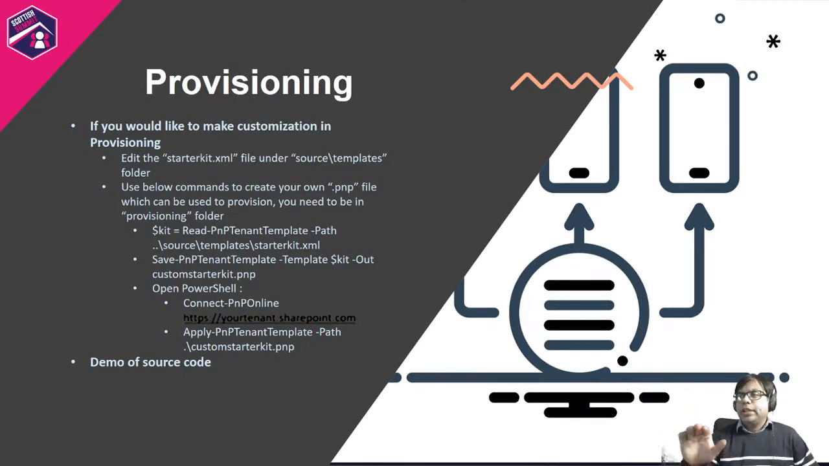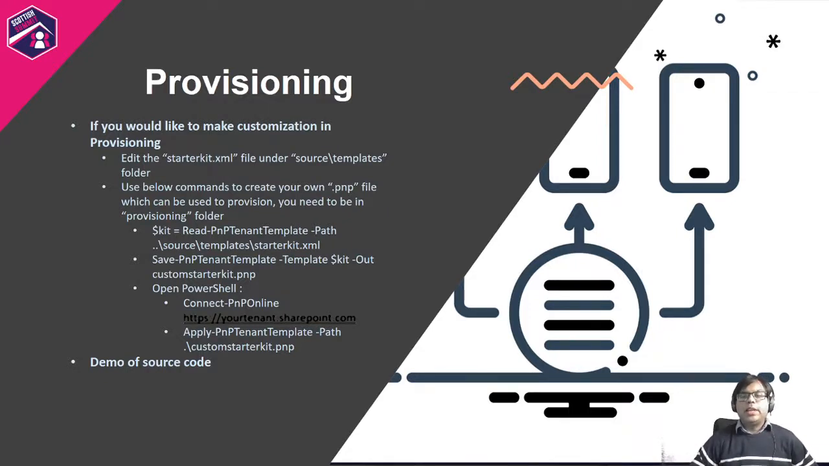As I said, you edit the starterkit.xml and use the below commands to create your own PnP file. Basically, the PnP file is the file which will be used to install the template. You will remember that before, I also used a PnP file itself. So in this case, we need to run Read-PnPTemplate -Path starterkit.xml, or another starter XML file which you have created, and then save it with -Out as customstarterkit.pnp. That's the command you need to create the PnP file, and then you connect to your tenant using Connect-PnPOnline, and then use the same command as before, Apply-PnPTemplate -Path customstarterkit.pnp.